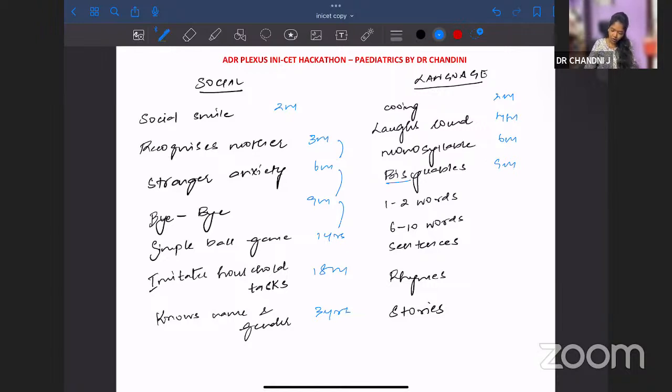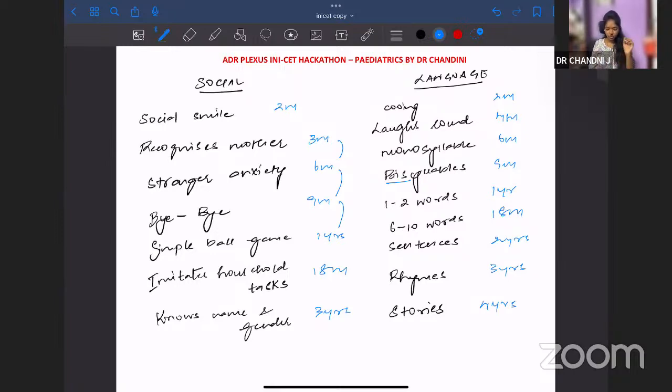1 to 2 words by 1 year. 6 to 10 words by 18 months. Will start speaking sentences by 2 years, rhymes by 3 years, stories by 4 years. So these are the language milestones. If you just want to remember key milestones: 6 months, we saw tripod position. Then 2 years, 2 feet per step. Then 3 years, tricycle. You all remember this.